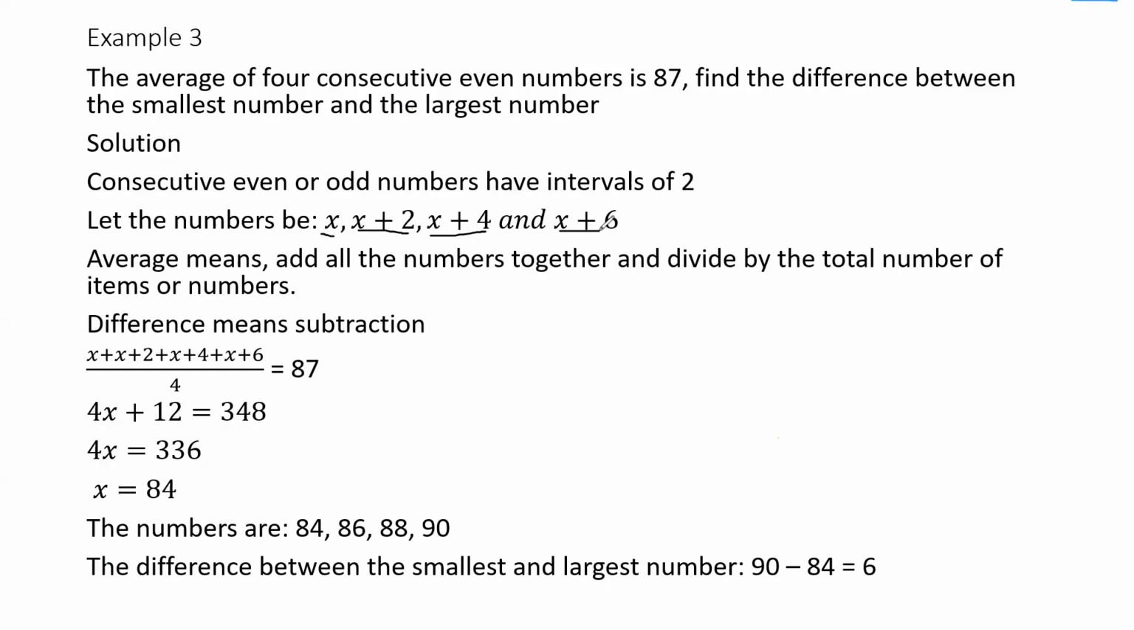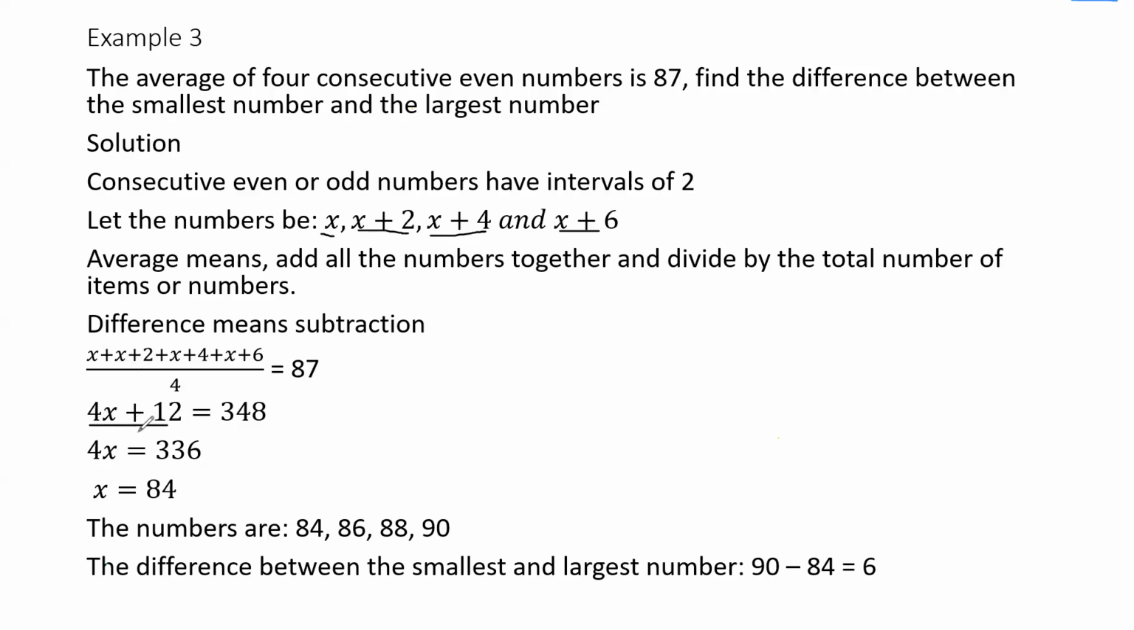And the question is saying that if I find the average, it means if I add all of them and divide by 4 because they are 4, it should give me 87. So let me add all and divide by 4. When you add all, you are going to get 4x plus 12. Are you okay? Then divide by 4. We have 1, 2, 3, you get 4x, and this one is plus 12, then that one will be over 4.